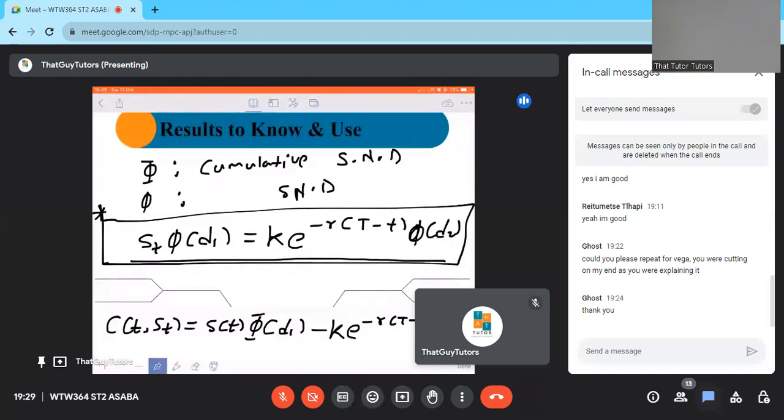Perhaps you have this equation over here, of a call, and they ask you to find one of the Greeks. So which Greek do you guys want us to look at?